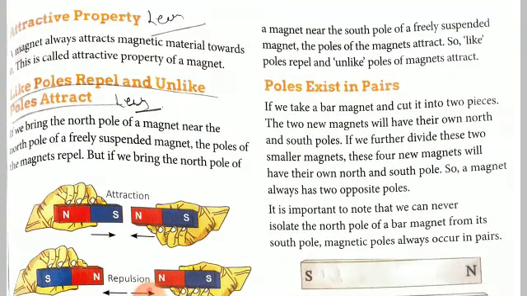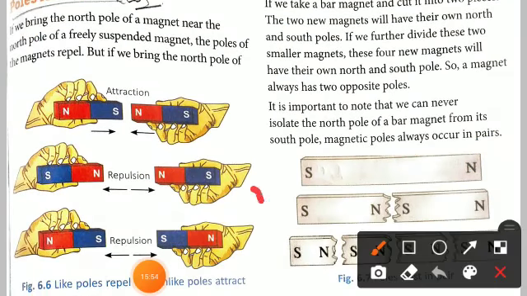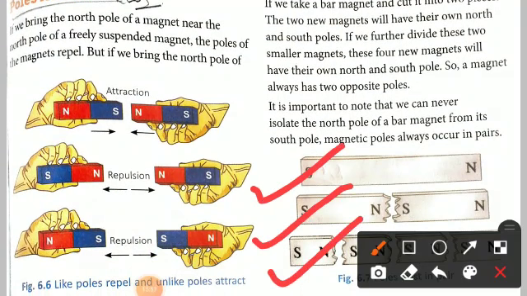One more thing we will discuss at the end: poles always exist in pairs. What does it mean? A bar magnet consists of two poles, one south pole and the other a north pole. So if we take a bar magnet and cut it into two pieces, the two new magnets will have their own north and south poles. As you can see here, these are the three diagrams.